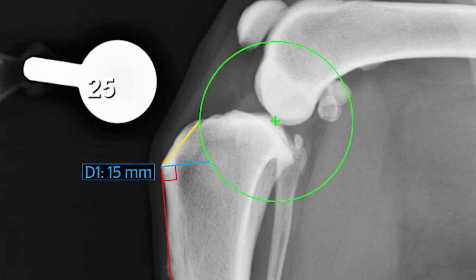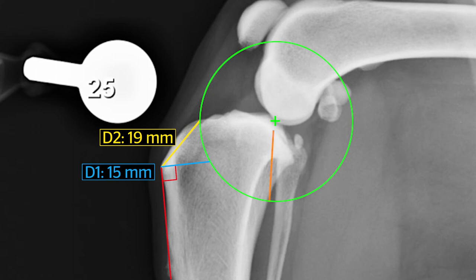Draw a line from the patellar tendon attachment point along the cranial proximal border of the tibia to the point that the osteotomy template intersects with the edge of the bone. The length of this line is referred to as D2. Measure this distance on the radiographic image so it can be used in the procedure.